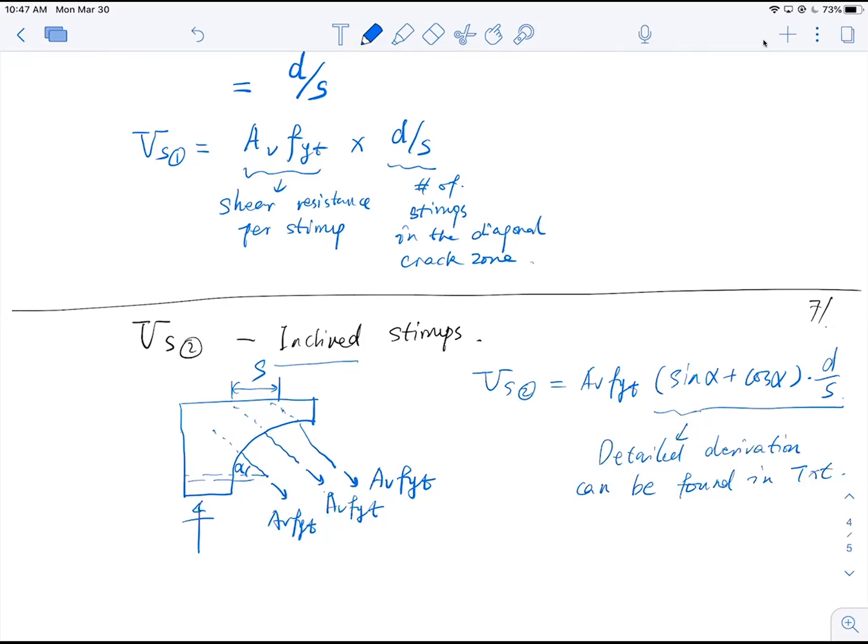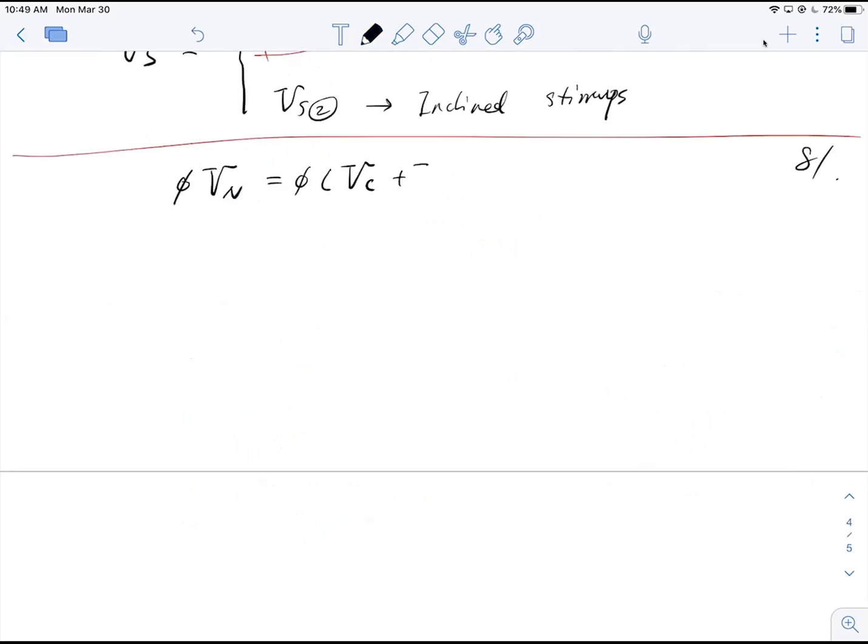Now, let's circle back on the question we raised at the beginning. The whole design concept for shear requires that phi Vn is greater than or equal to Vu. That is equal to phi times the bracket Vc plus Vs has to be greater than or equal to Vu, the applied shear, the factored shear. Hence, there's a question.